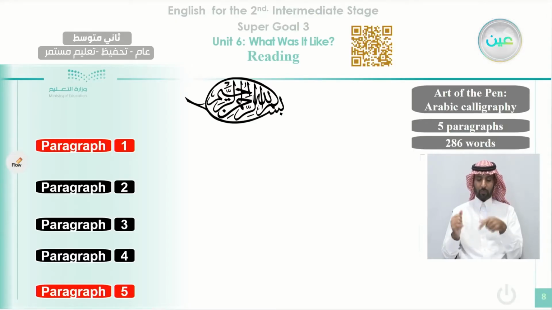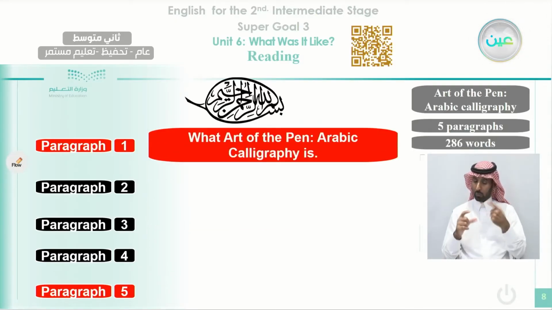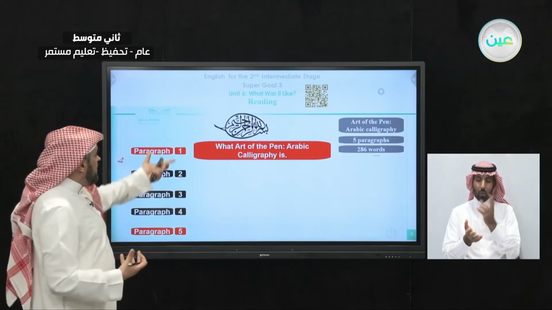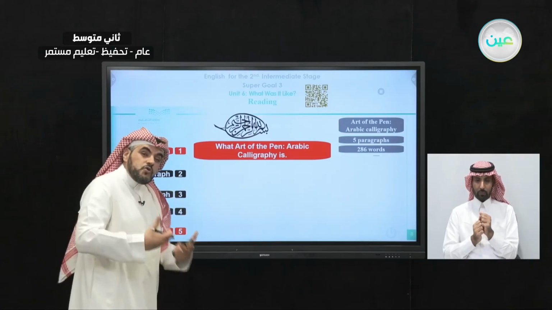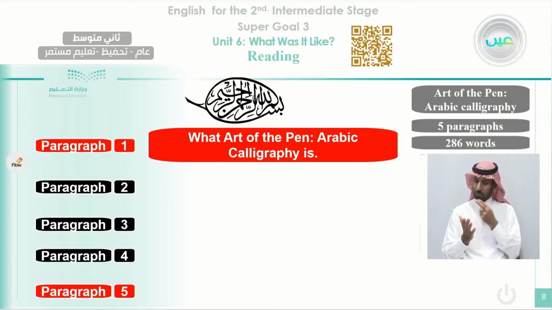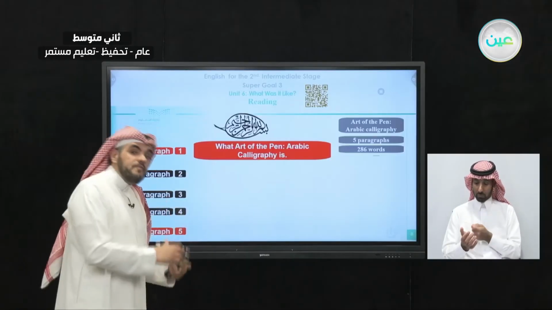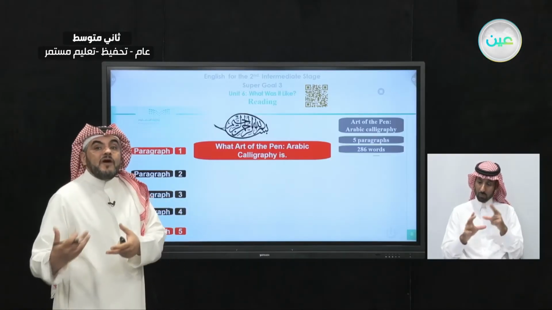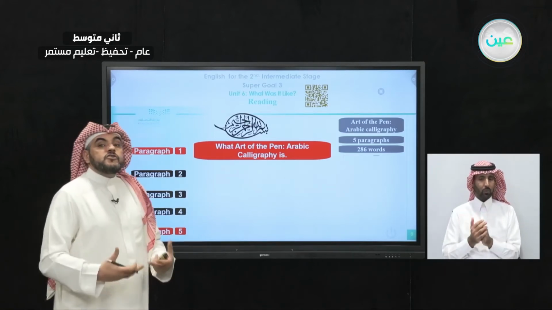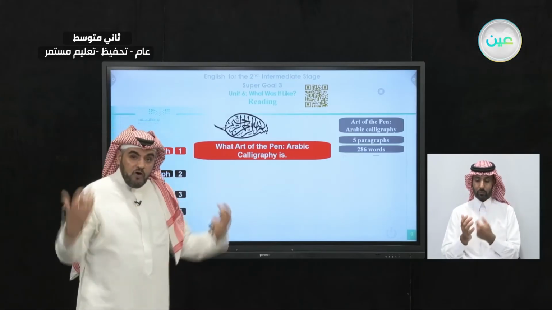What is the main idea of each paragraph? The first one, the writer introduces the main idea of this article. What he or she is explaining: what art of the pen is, Arabic calligraphy. Okay, so let's read it again. What art of the pen Arabic calligraphy is. What is the museum here? It is a museum that shows something about Arabic calligraphy. So the first paragraph introduces the main idea of the whole article.